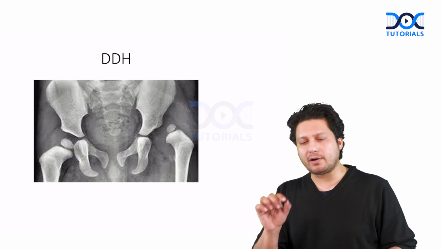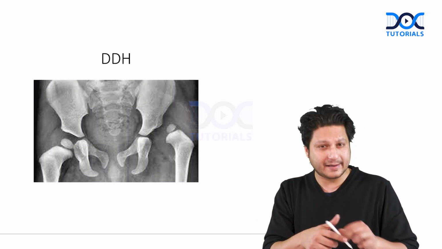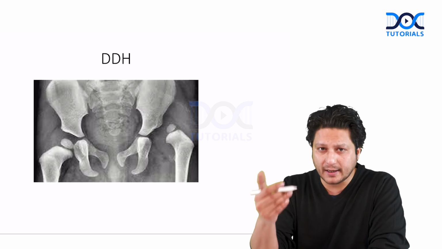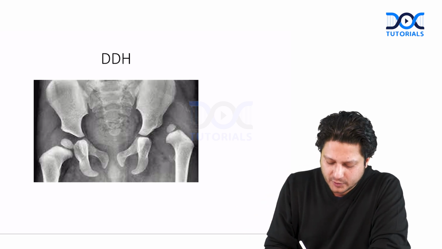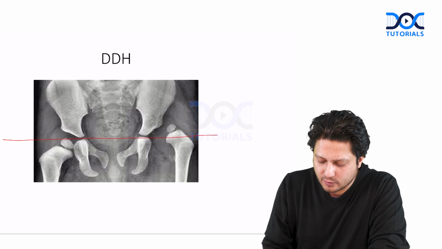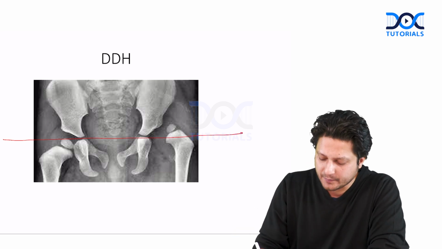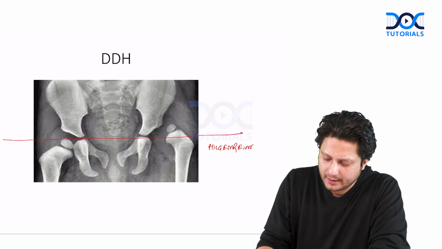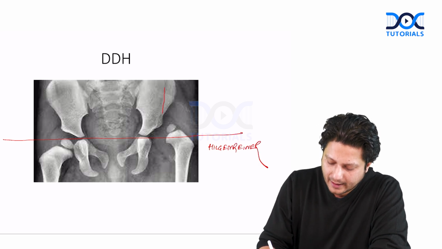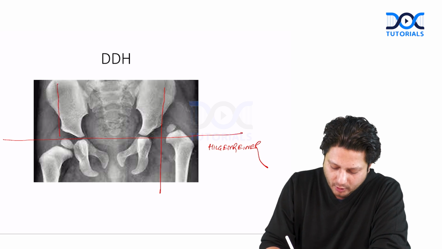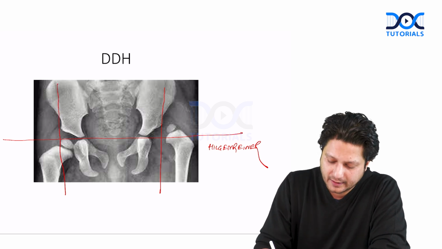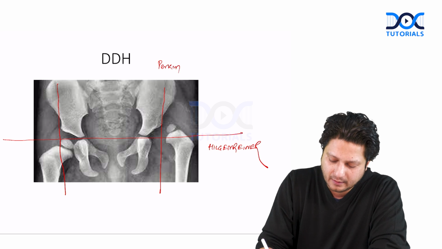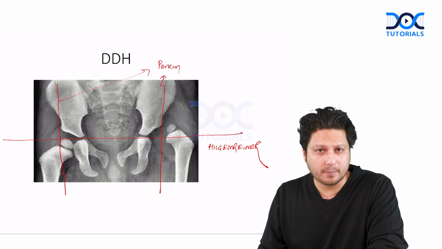Next, as far as developmental dysplasia of hip X-rays are concerned, how will you identify a DDH? You have to draw a horizontal line which is passing through the triradiate cartilage. This line is known as Hilgenreiner line. Alright. And there are 2 vertical lines which are passing through the outer border of the acetabulum. So these vertical lines are known as Perkin line. So both of them are Perkin's lines.